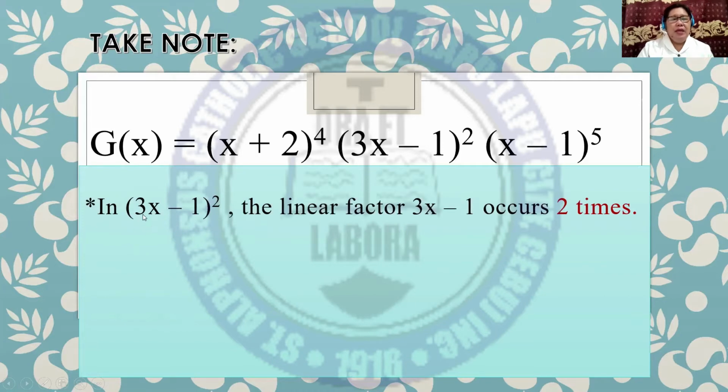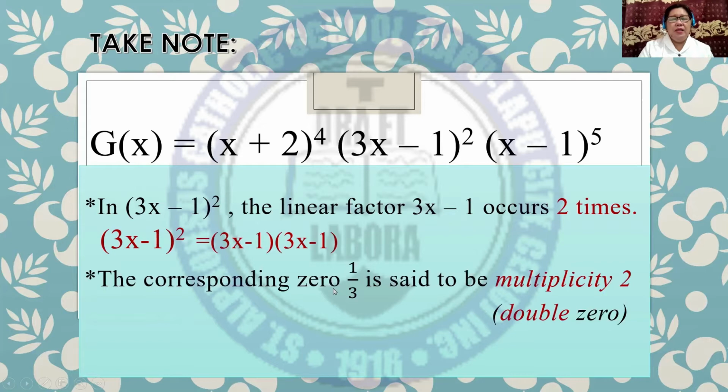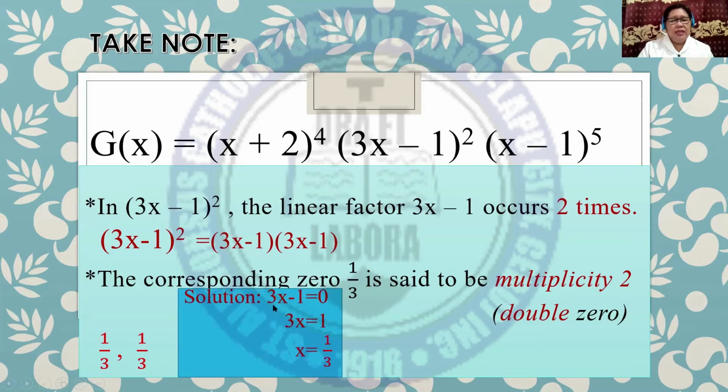Next, in the quantity 3x minus 1 raised to 2, the linear factor 3x minus 1 occurs 2 times, or can be written in this form. The corresponding zero, which is 1/3, is said to be of multiplicity 2, or can be called as double zero. So you have 1/3 and 1/3. And the solution is 3x minus 1 equals to 0. Transpose -1, you will have 1. Divide both sides by 3, so x is equal to 1/3.